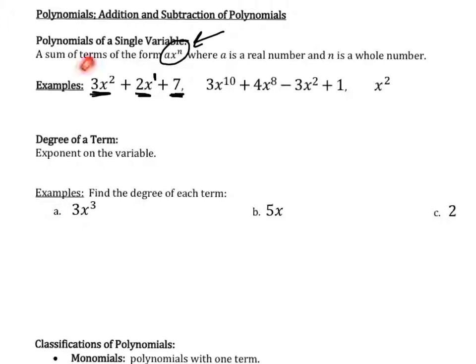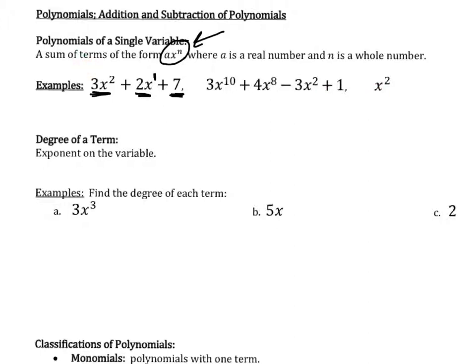And notice I am using the word term. All of these things that are written in this form right here, like the 3x squared, the 2x, the 7, the 3x to the 10th, the 4x to the 8th, the negative 3x squared, the 1, and the x squared, those are called terms of the polynomials.